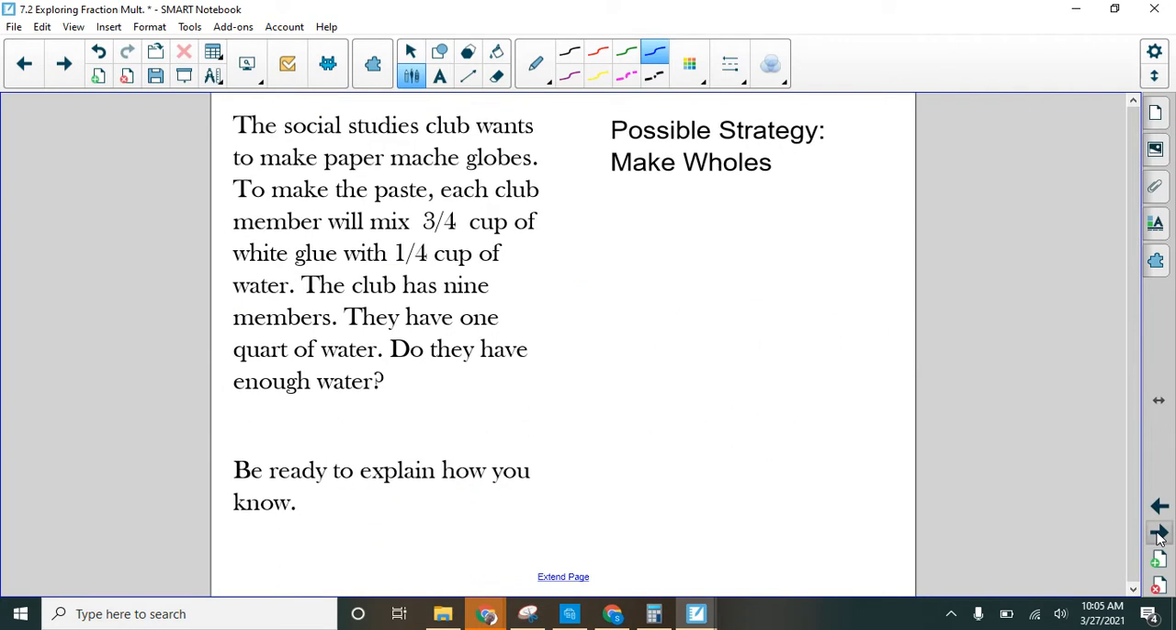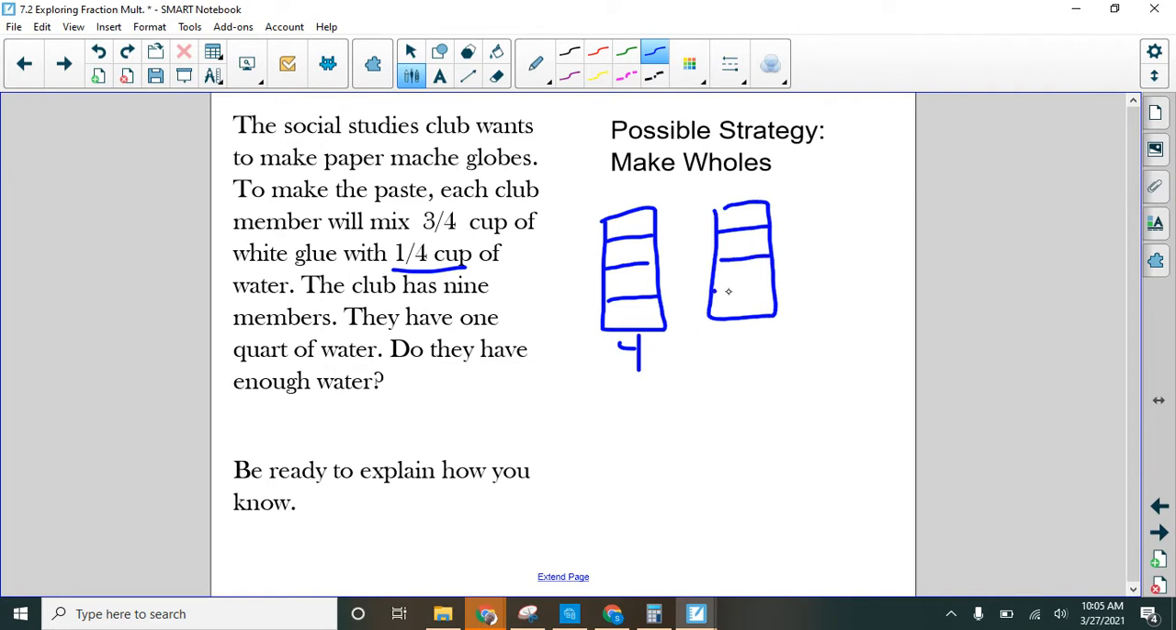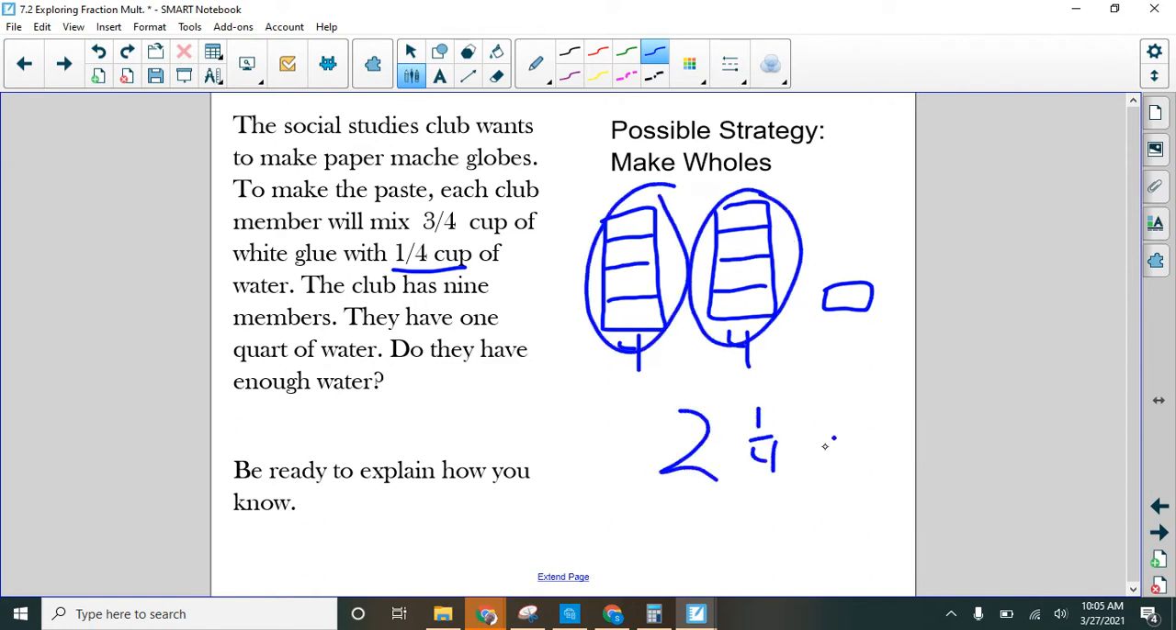Another way to have done that would be to make wholes. So I could be thinking, if this is a cup, then 4 kids would get this cup. Well, that's not divided very well, is it? So 4 kids would get this cup, and 4 kids would get this cup, and then we'd need 1 more. So we'd need 2 wholes and 1/4 cup.